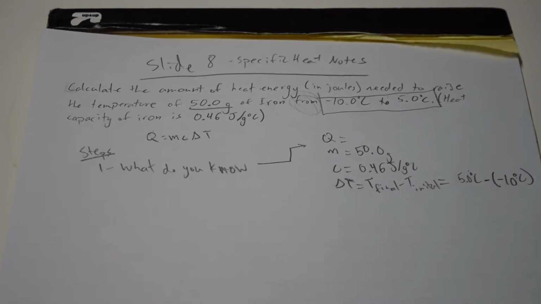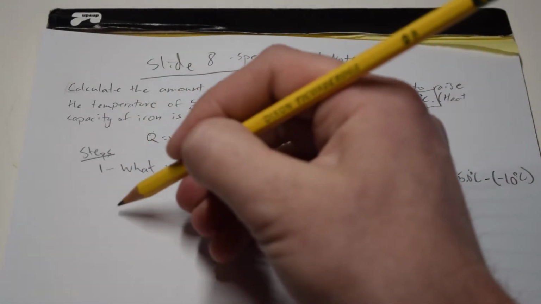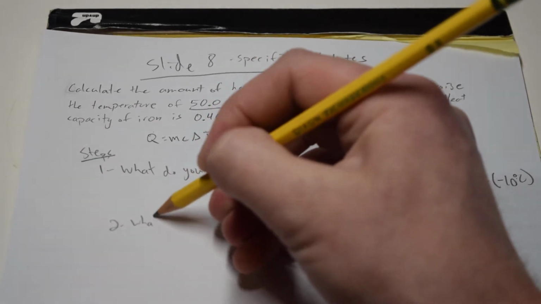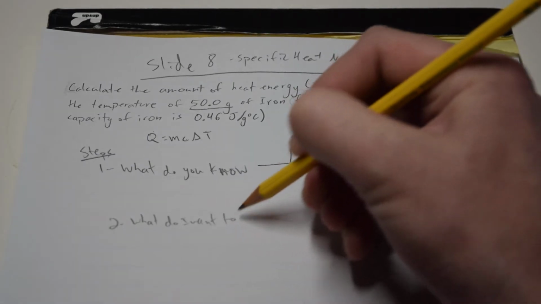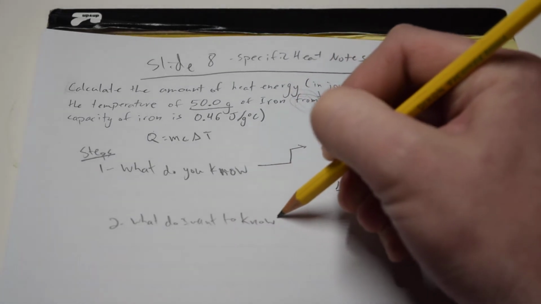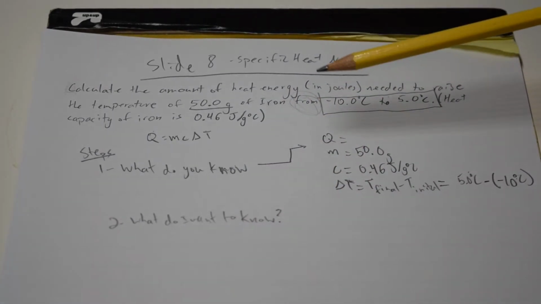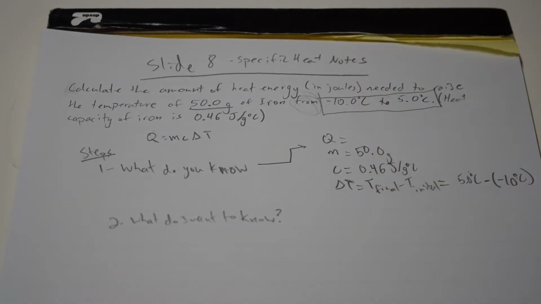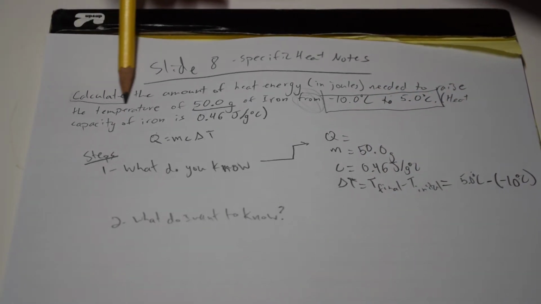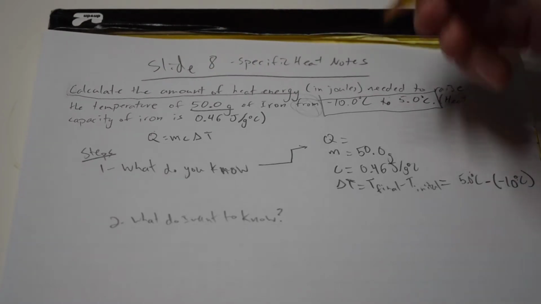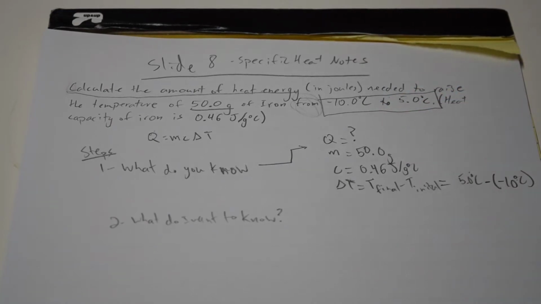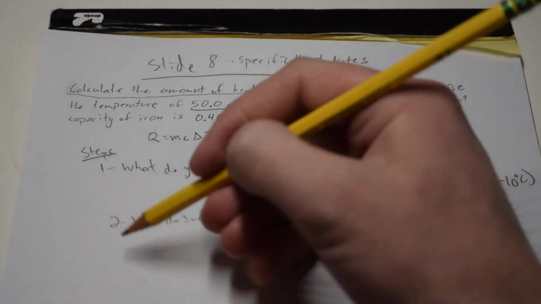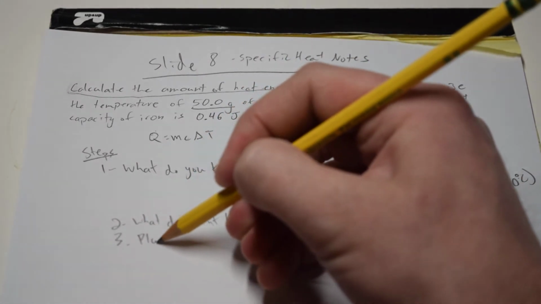All right, so step 2. What do I want to know? As long as you've figured out what you know, it's easy to figure out what you need to know. You want to calculate the amount of heat energy, which is Q. And that should be the unit that you have empty. So it's a way to check your work. All right, so step 3. Plug it in.